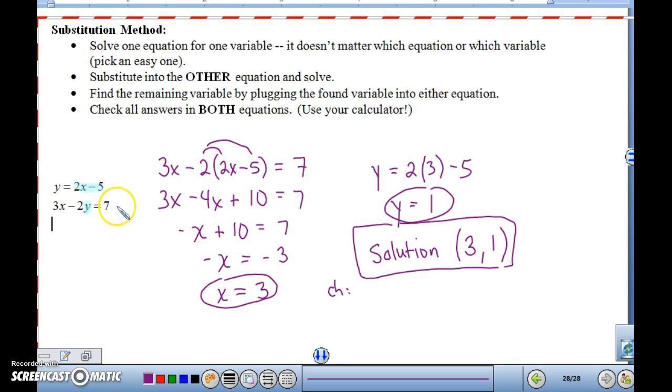I'm going to take my first equation and rewrite it using x and y. So 1 is equal to 2 times 3 minus 5. Now that you can probably do in your head. 2 times 3 is 6, minus 5 is 1. And 1 equals 1 is checked.